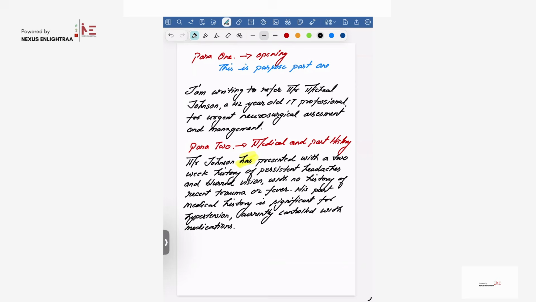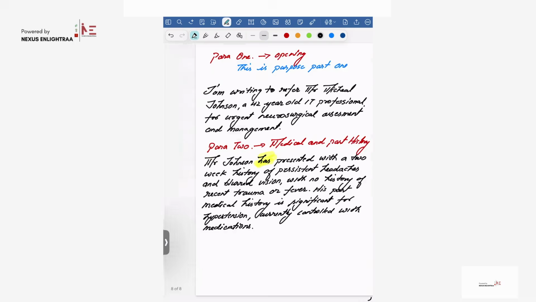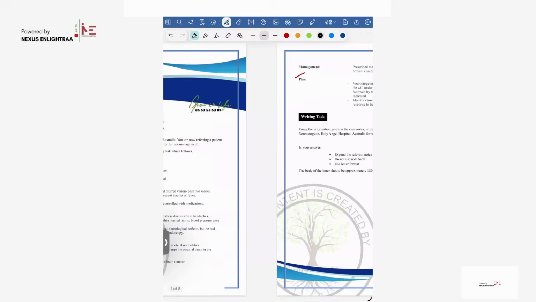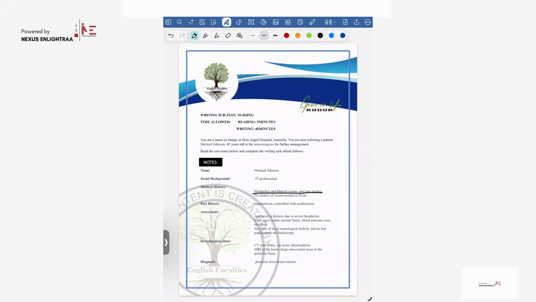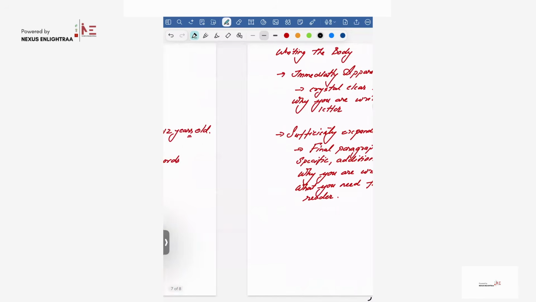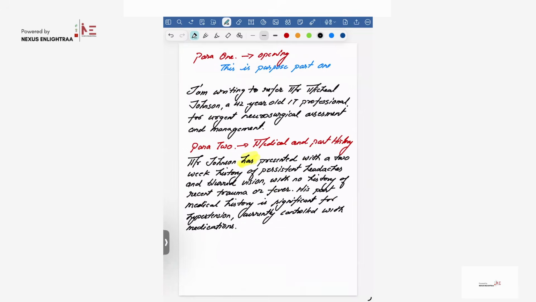Notice what we have done here. If you remember, the case notes simply said headache and blurred vision, right? And then past 2 weeks. Let's just have a quick look at it. It says headache and blurred vision past 2 weeks. We have expanded that into a proper professional sentence. This is exactly what the OET guide means when it says to expand the notes into complete sentences. They will give it to you in points. You have to make the sentence out of it.